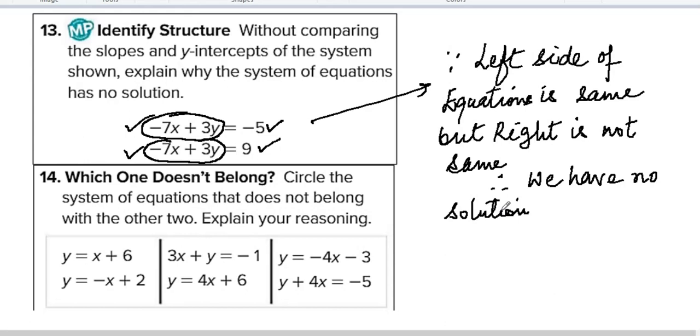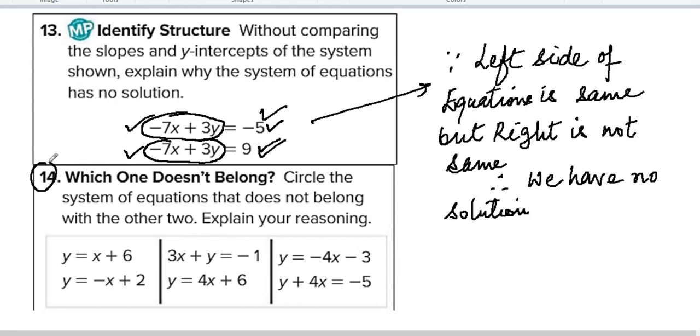y-intercept. Whenever the left hand side is the same but the right hand side is not the same, we have no solution. But if both the left and right hand sides are the same, then we have infinite solutions. Remember, suppose they give you a question in the exam like that, where both sides are the same, then you can write they have infinitely many solutions. So this is how we do question number 13.